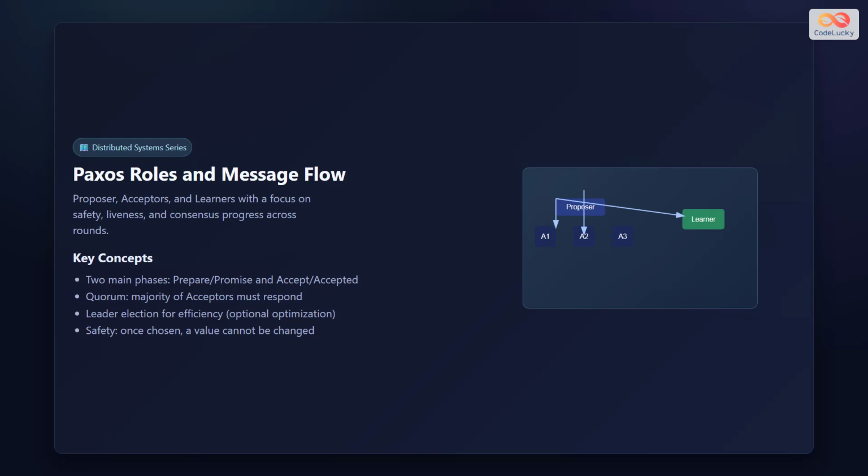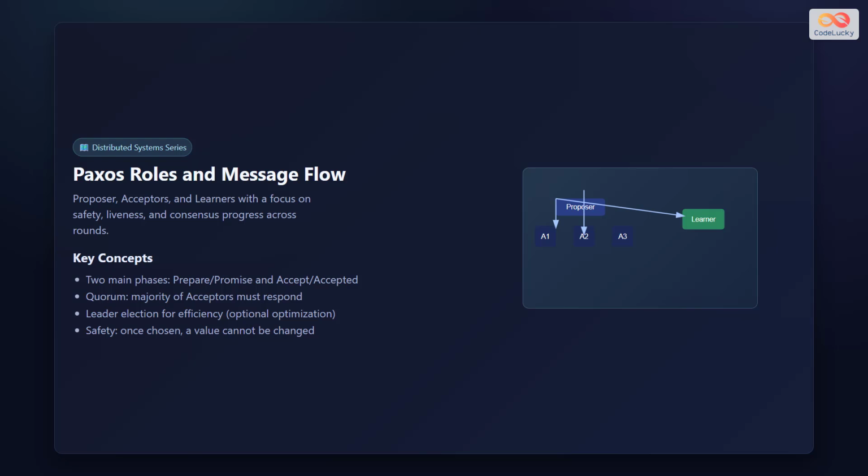Imagine you have three servers that need to decide on a single value. Server A proposes value 1, server B proposes value 2. They need to agree on exactly one value, and they need that agreement to be safe and reliable. The challenge is that servers can crash, messages can be delayed or lost, and the network can partition.